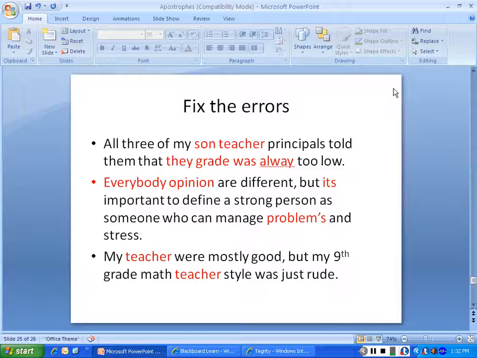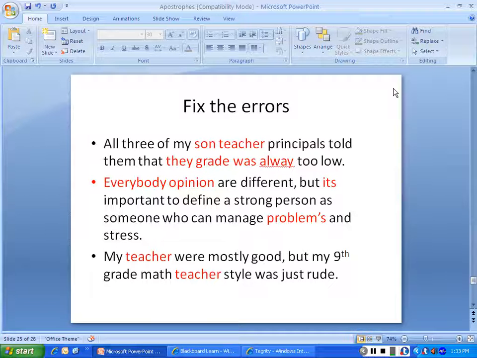All three of my son, teacher, principals told them that their grade was always too low. Everybody's opinion are different, but it's important to define a strong person as someone who can manage problems and stress. My teacher were mostly good, but my 9th grade math teacher style was just rude. Some of the things that you're looking for when you're finding errors are cues from other parts of the sentence. We know that son should probably be plural here because it says all three of them.